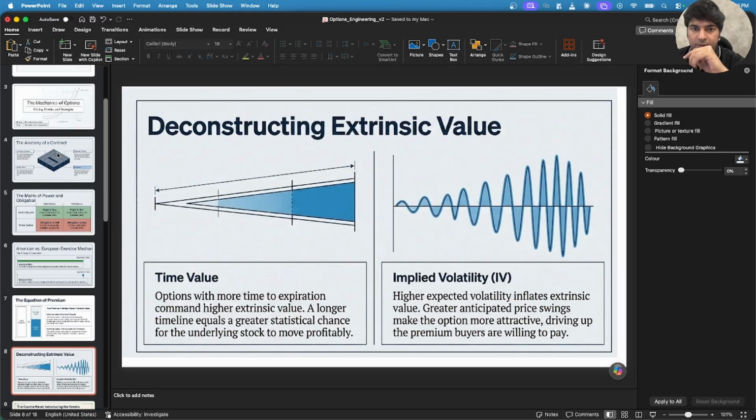Now, what is extrinsic value? It consists of two items. First is the time value and second is the implied volatility.